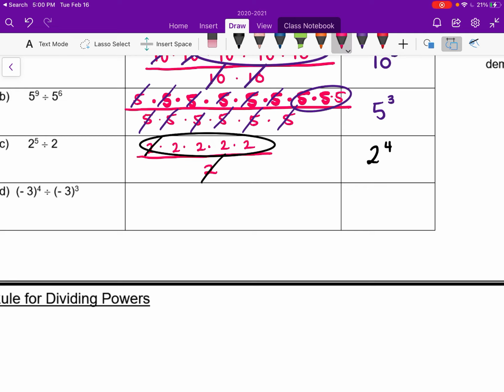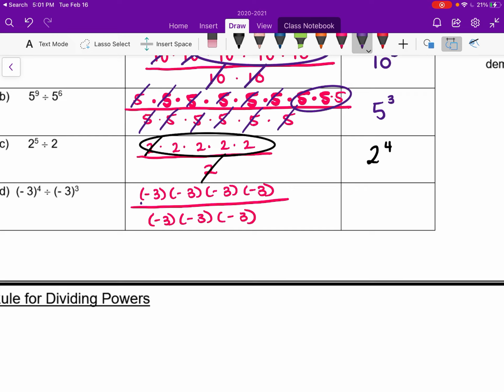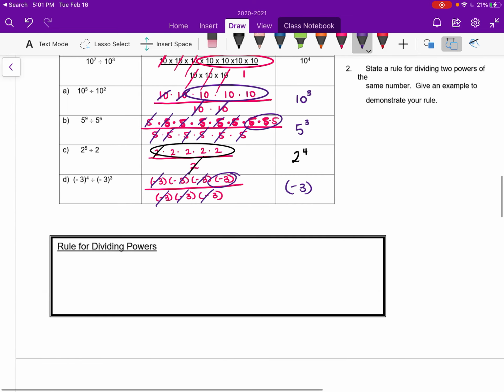And then last but not least, I have negative 3 times negative 3 times negative 3 times negative 3, because it's negative 3 to the power of 4. Then I have negative 3, negative 3, negative 3 at the bottom. I'm just going to cancel these out, and I'm only left over with 1. So I have negative 3 to the power of 1, or just leave it as negative 3, because you don't need to write to the power of 1.